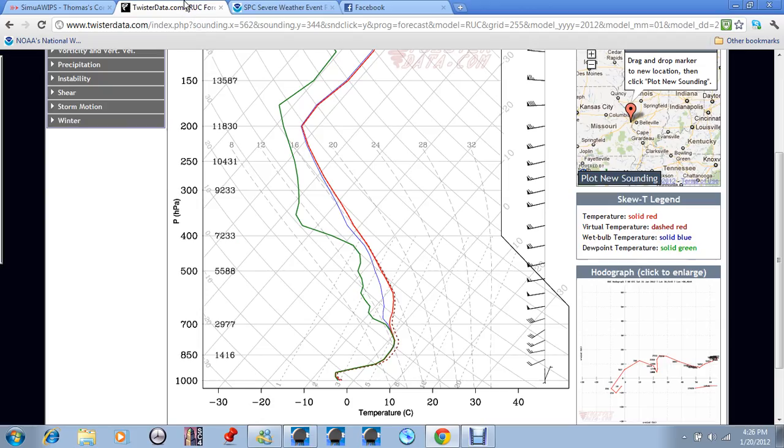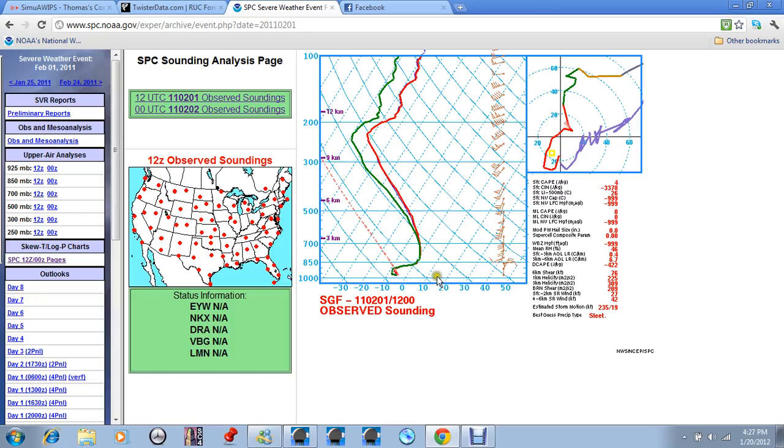The only thing you use is models. Well, models are not perfect. There's not a perfect sounding in a model. This is not perfect, I bet you. There's probably a couple degree difference in this layer. But that is why Columbia got 20 inches of snow. We only got 3 inches of sleet, because this layer right here, that is it. That is the main reason, the only reason why we got sleet instead of snow.